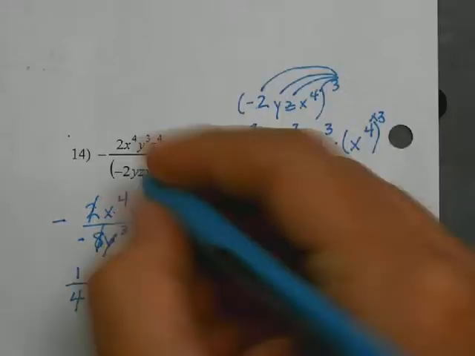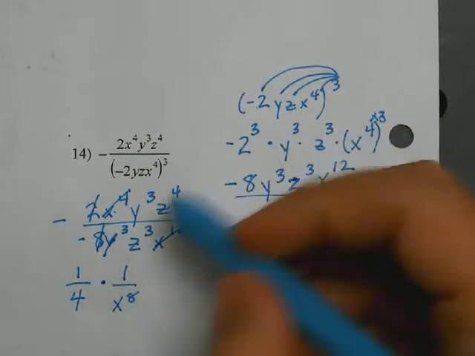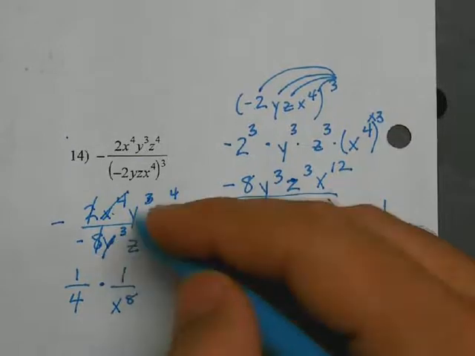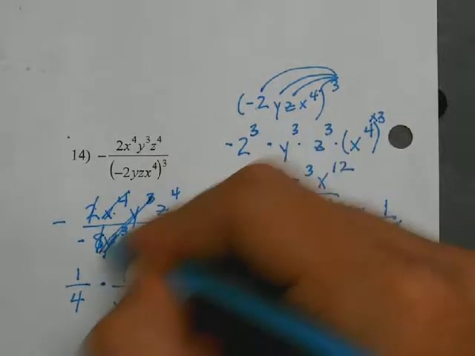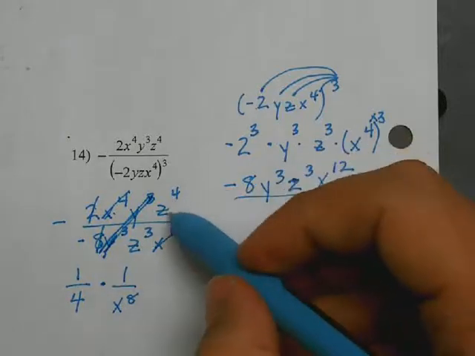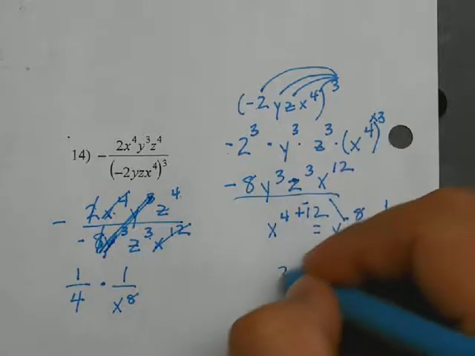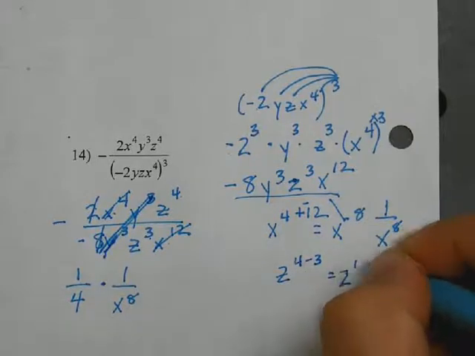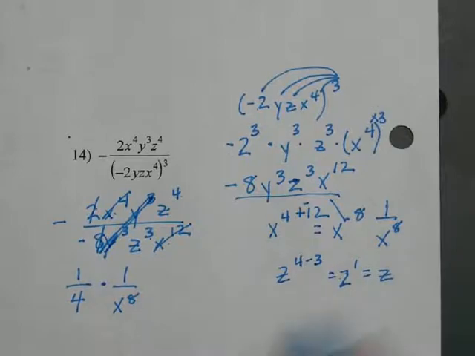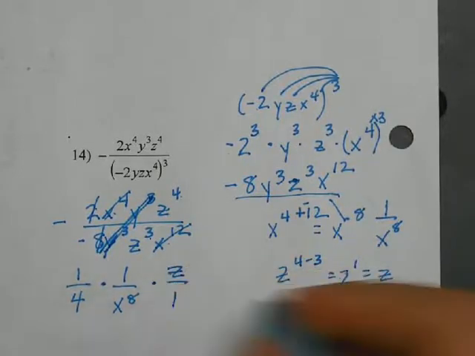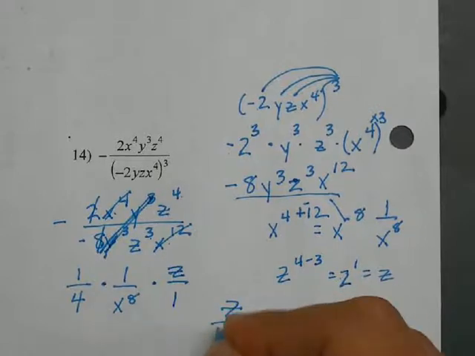That's our x's. Now let's go to our y. We got y cubed over y cubed. That's a beautiful thing, because it's the same thing. You can just knock them off because they automatically cancel. So z to the 4th over z cubed, that would be 4 minus 3, which is z to the 1st, which is simply z. And to put it as a fraction, we say z over 1. My final answer is z over 4x to the 8th power.